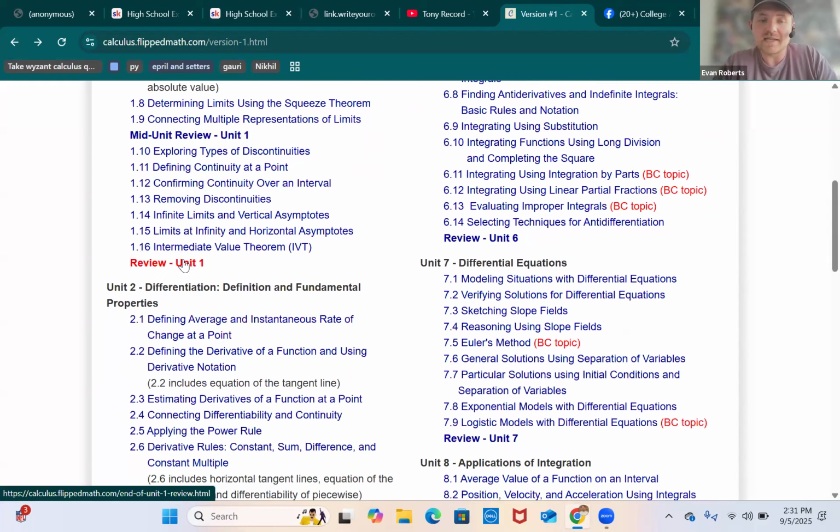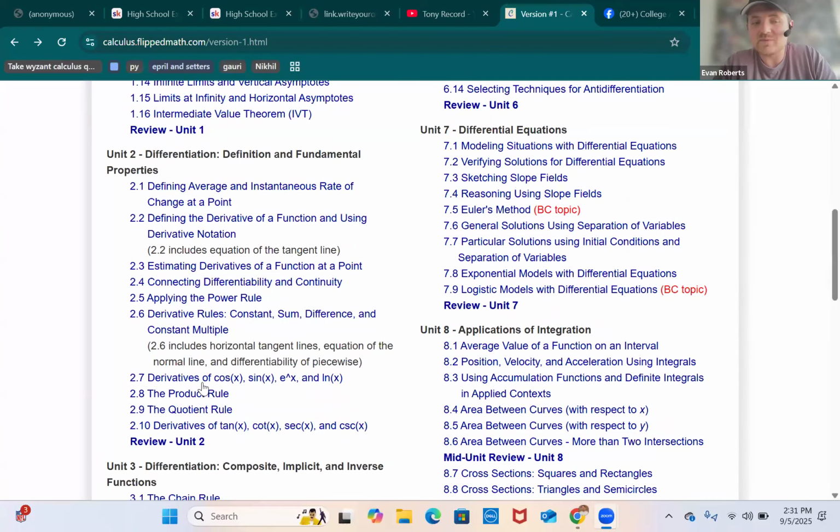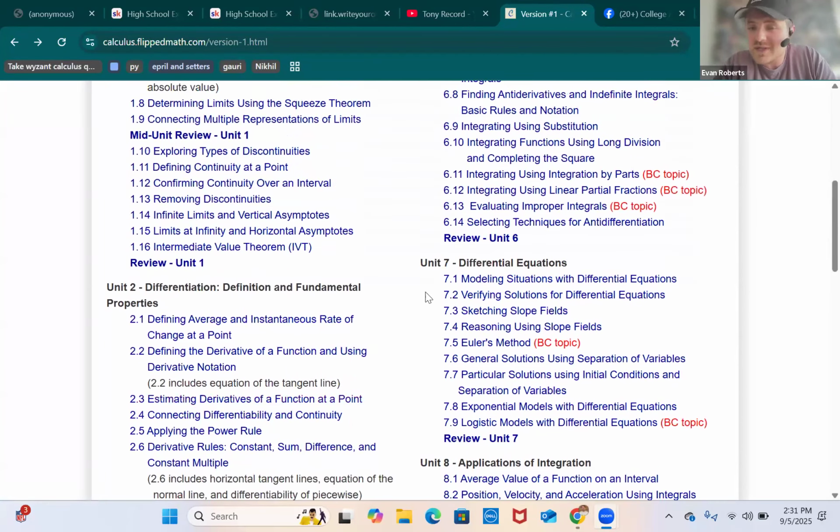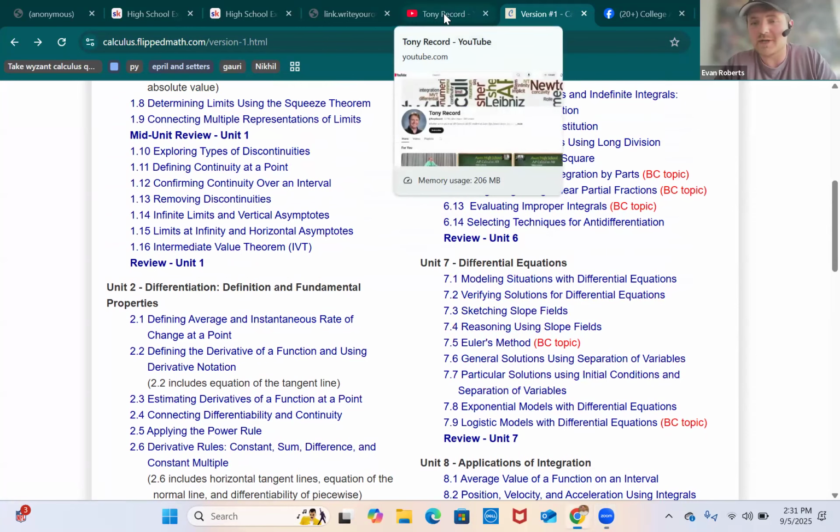Mid-unit reviews as well as end of unit. I would encourage any student to do that when they are reviewing for a test. And again, it does a pretty good job of following the curriculum unit by unit. So really great resource.